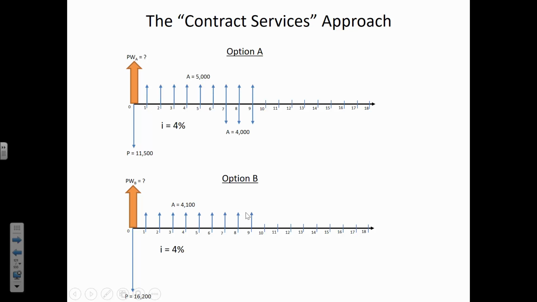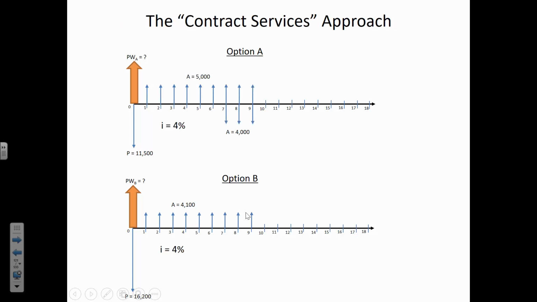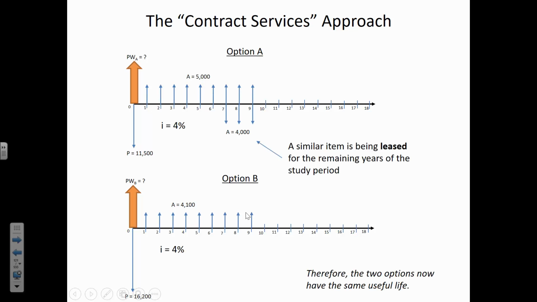So remember the problem, the underlying problem is the study periods aren't the same between option A and option B. LCM made the study period the same with cycling. Contract services extends the short one by assuming that you're going to go rent or lease the equipment rather than buying it. So they now have the same useful life and we can compare them.